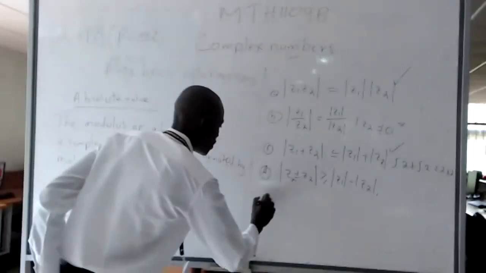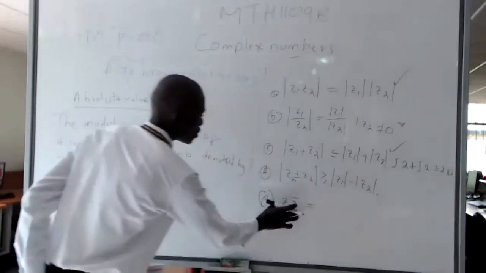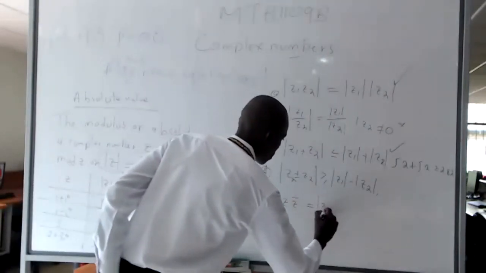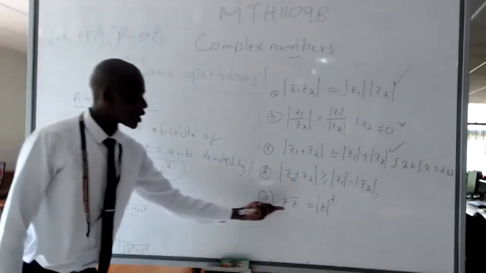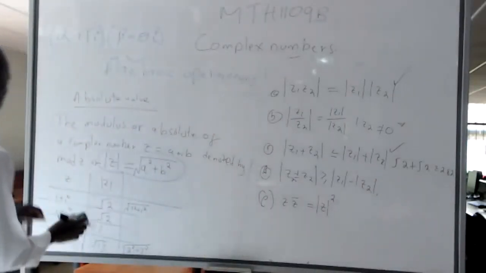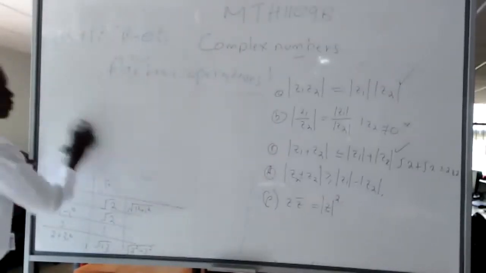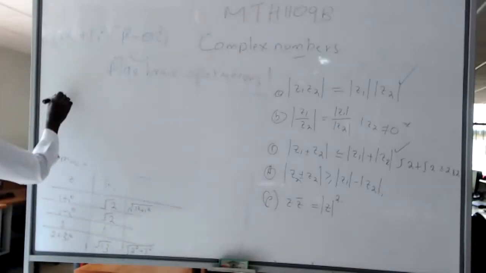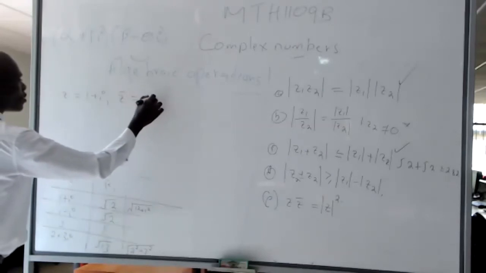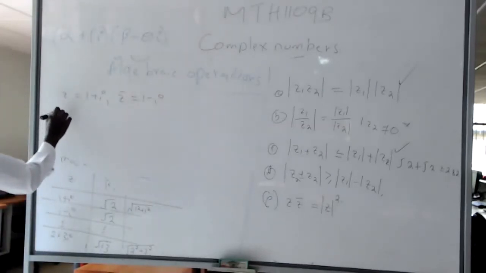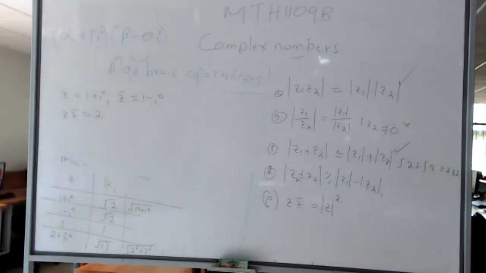The only rule we will need is that when you take Z multiplied by its conjugate, you get the absolute value squared. Maybe let me give an example to show this. So for example, let Z be 1 plus I. Let Z bar automatically be 1 minus I. So if you multiply Z by Z bar, we have done this. This gave us 2. Okay?